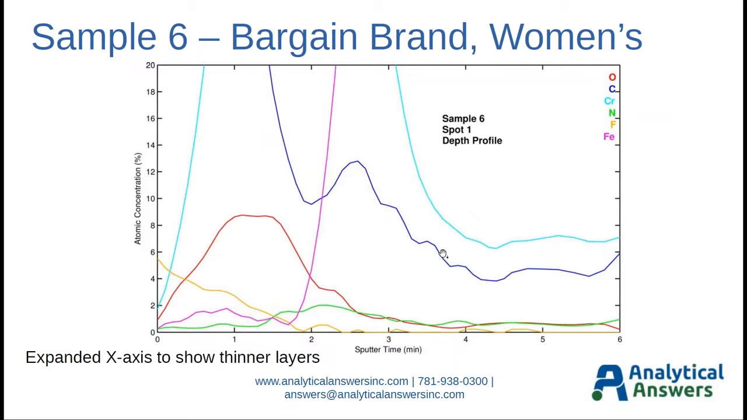And this one also had a carbon bump. This was at the interface between the stainless steel and the coating. So this may just be related to surface cleanliness before coating deposition was performed.